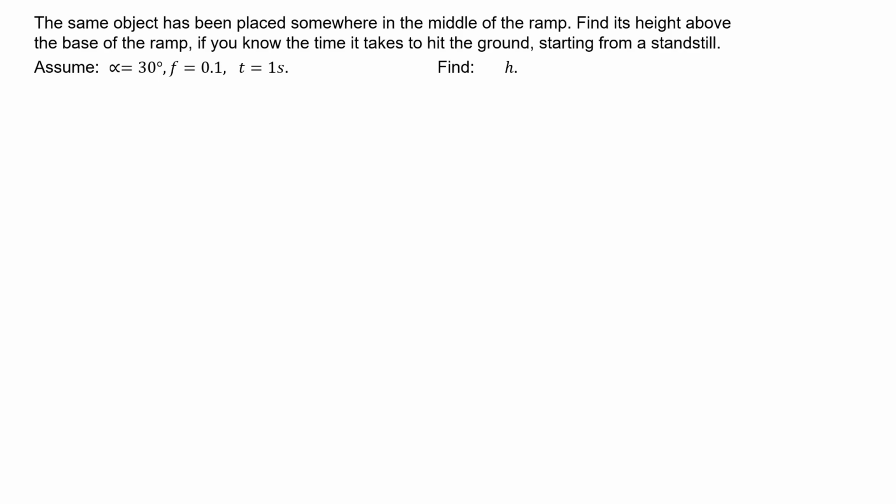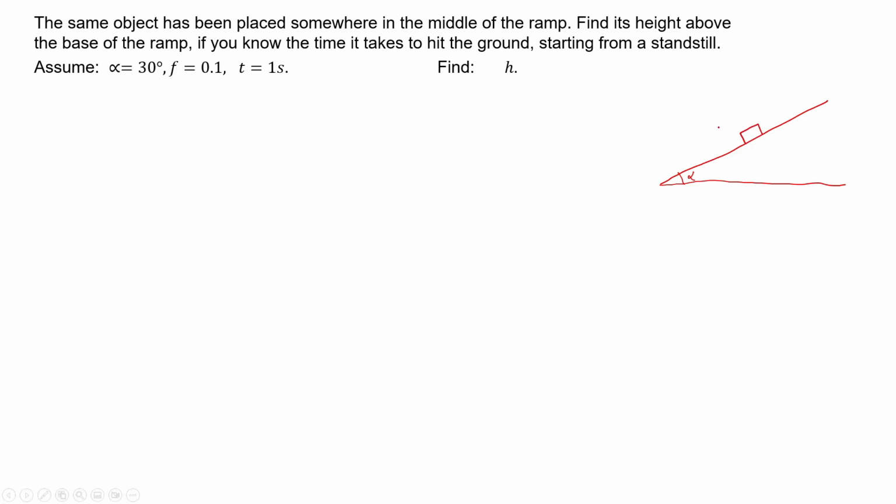This one is basically based on the same principle, and even the question starts like this: the same object has been placed somewhere in the middle of the ramp. So let me switch this presentation to the pen mode, and let's make a drawing. Again, we have an inclined plane. This is the ground of this plane and the inclination angle. The same object has been placed somewhere in the middle of the ramp, so it would be somewhere here.